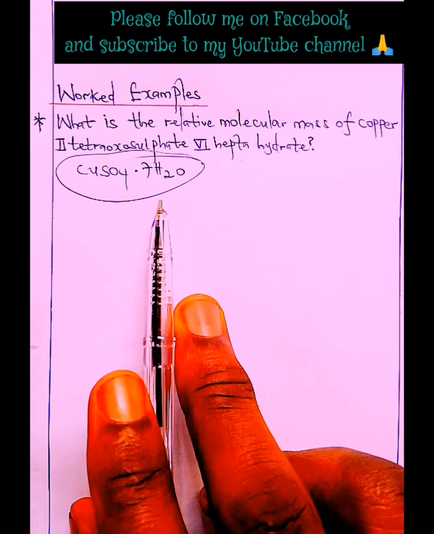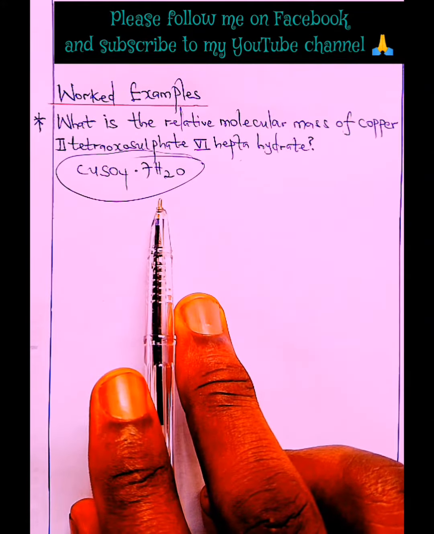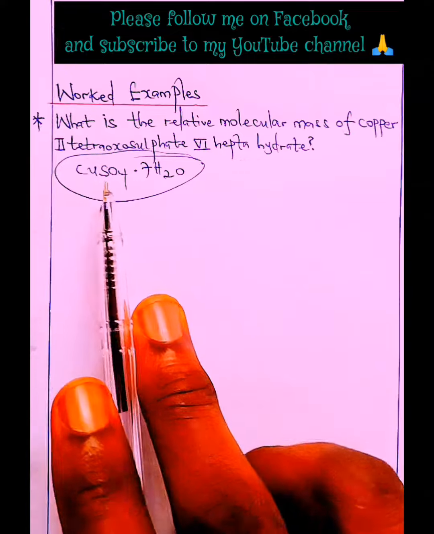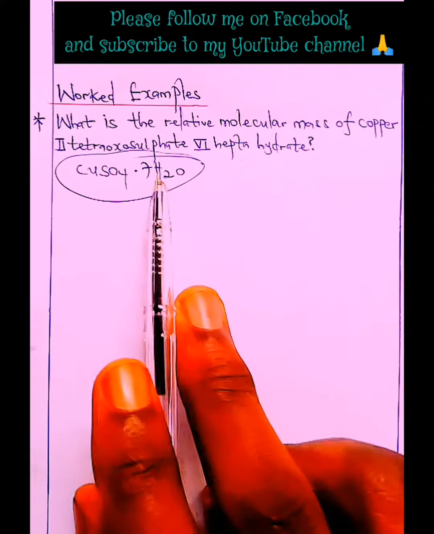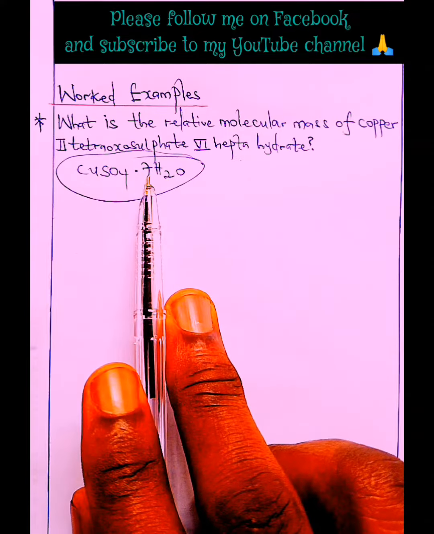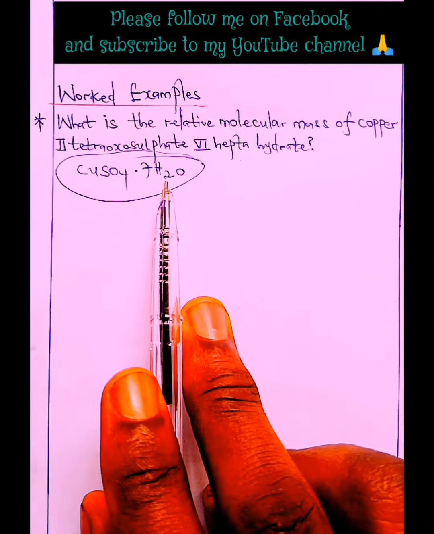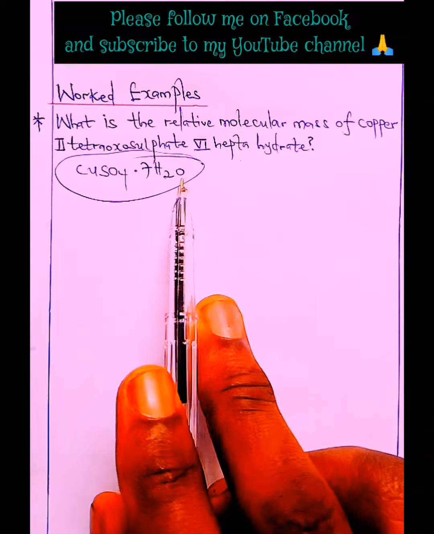Before we could get the relative molecular mass, first of all, we need to know our relative atomic mass. For each of these elements, the atoms, here we have 1 atom of copper, 1 atom of sulfur, 4 atoms of oxygen. Here we have 2 atoms of hydrogen, but when you relate 7 to it, you end up with 14 atoms of hydrogen, 7 atoms of oxygen.